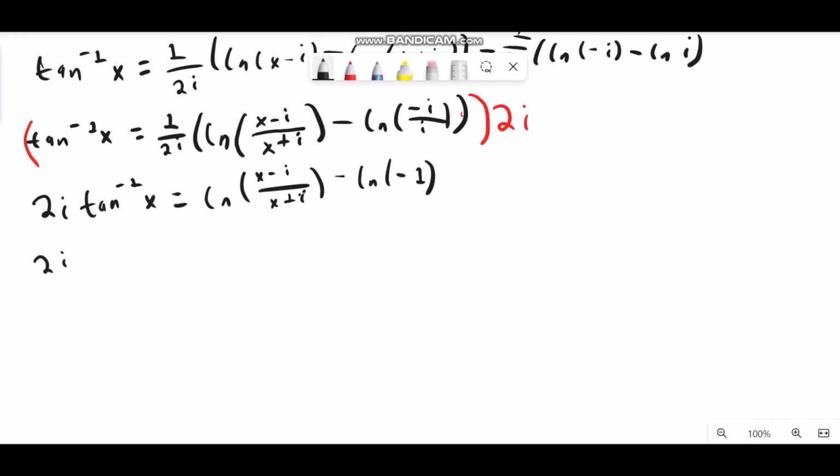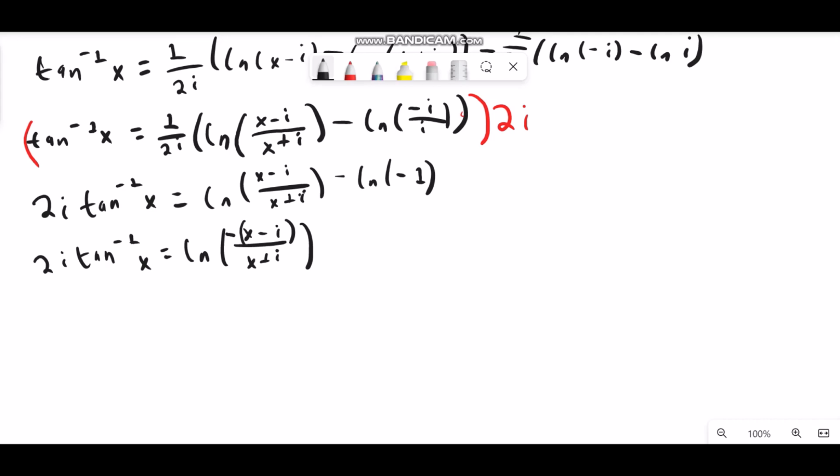All right, so this is 2i inverse tangent of x equals, all right, we have a difference of natural logs here, so again, we can combine the natural logs by that log property. So we have the natural log of x minus i over x plus i. And then we have to divide this inside by -1. So dividing by -1 is the same as multiplying by -1. Let me just put down a negative right here.